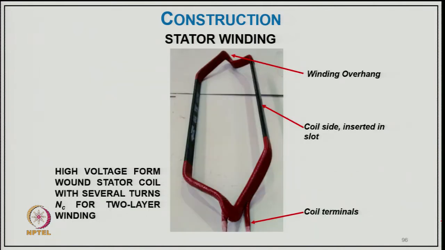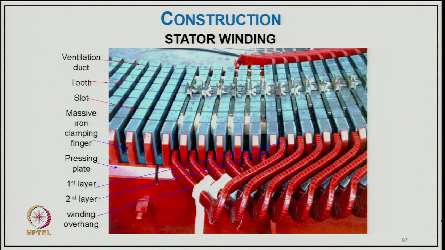And then you can see the high voltage form wound stator coil with several turns NC for a 2-layer winding, with the diamond shape, the coil terminals and winding connections. Then you have how the winding is put in the slots of the stator core.